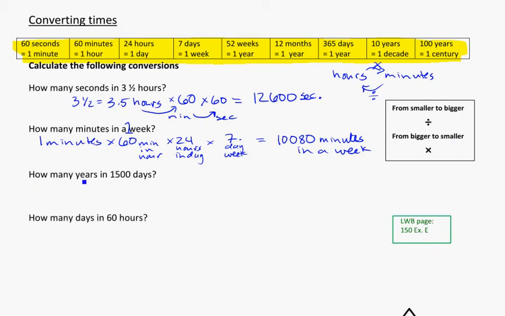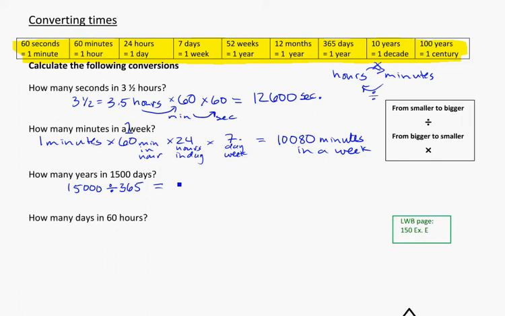Looking at the next one, how many years in 1500 days? I'm trying to figure out how many whole years are there in 1500 days. So I'm going from days, that's what I know, into years. So this is the small unit into the big unit. If I start at 1500 days, I know that there's 365 days in a year usually. So I'm going to say, well, let's split it up. How many times does 365 go into 1500? So how many years are actually in there?